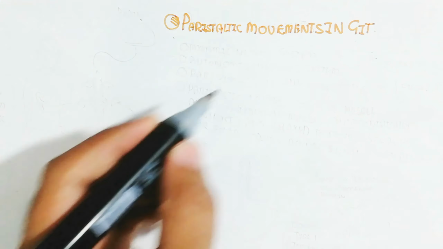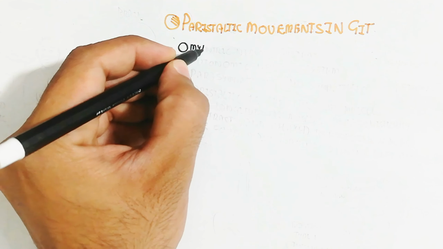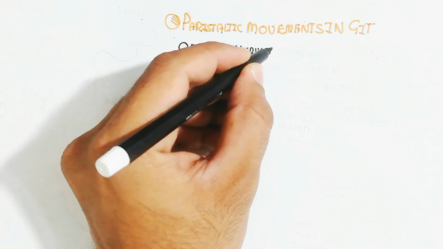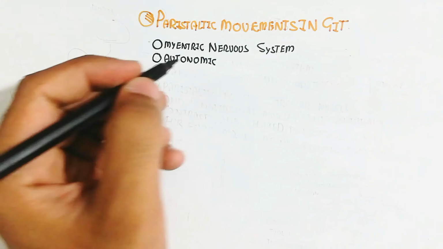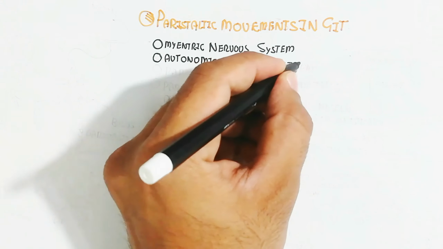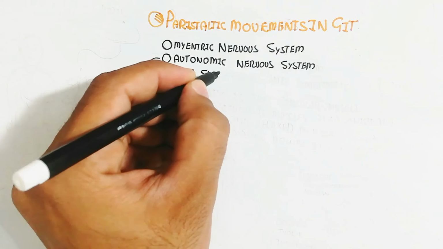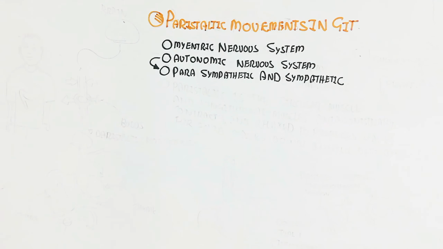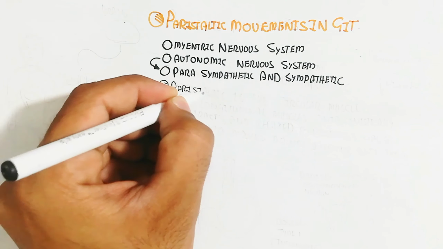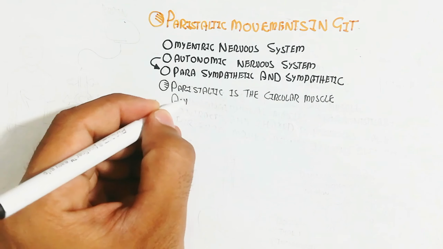So, the peristaltic movement is used for the food movement from the mouth to the anus, and it is basically due to the contraction and relaxation of the circular and longitudinal muscle at the same time but antagonistically. For example, the longitudinal muscle will contract and the circular muscle will relax. And it is controlled by the myenteric nervous system and the autonomic nervous system, which contains the parasympathetic and sympathetic nervous systems.